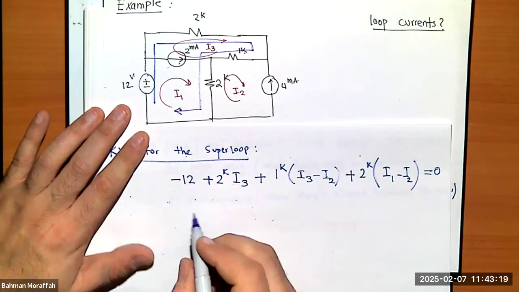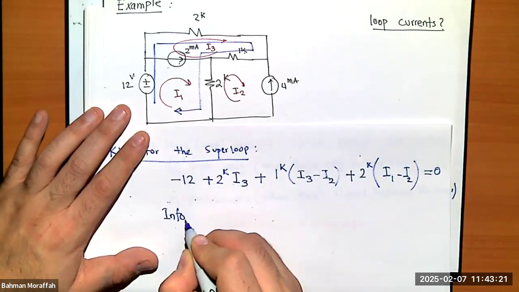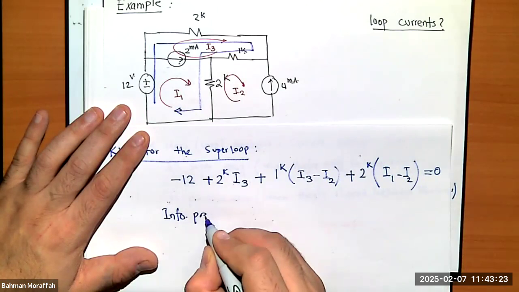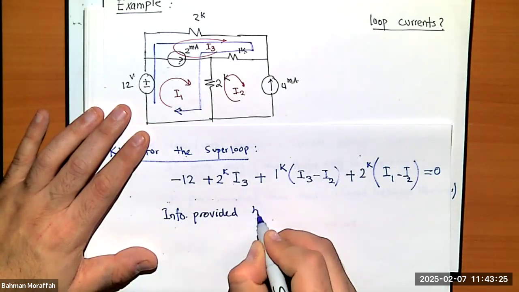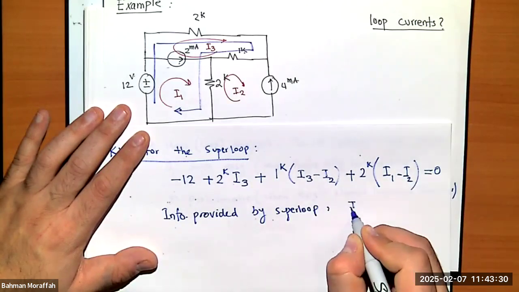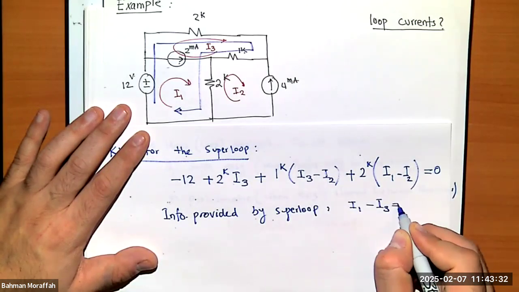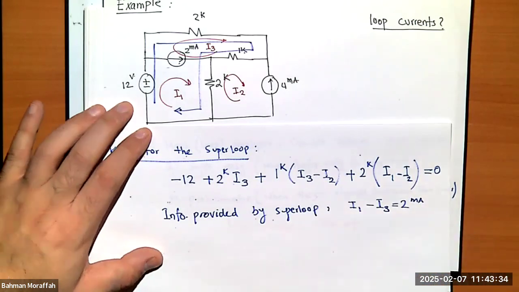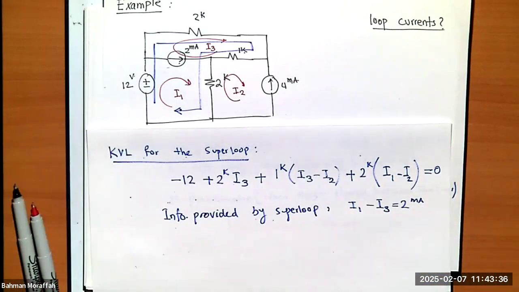Right? So information provided by the superloop tells me I1 minus I3 must be 2. Right? So far, you with me? Does that make sense? What's going on?